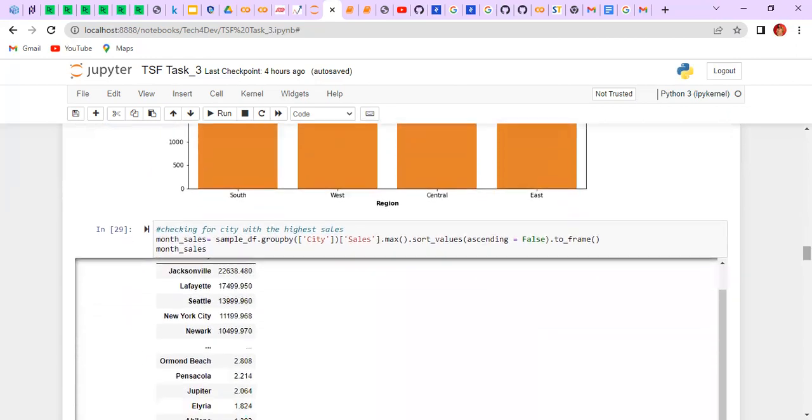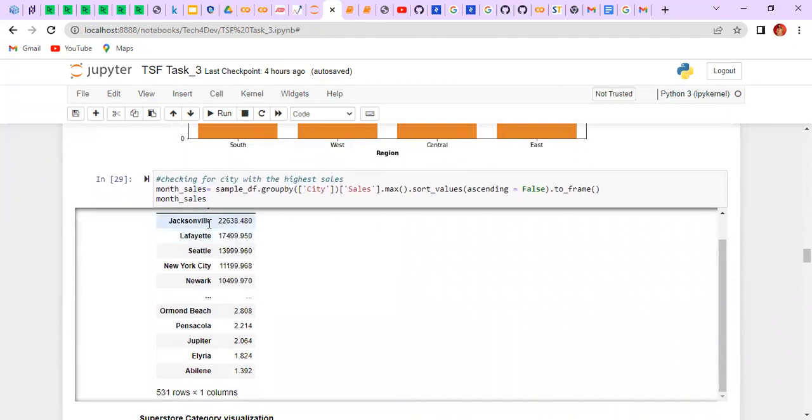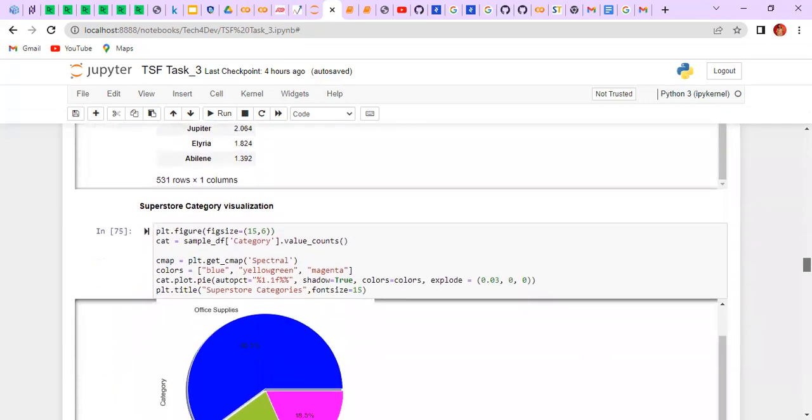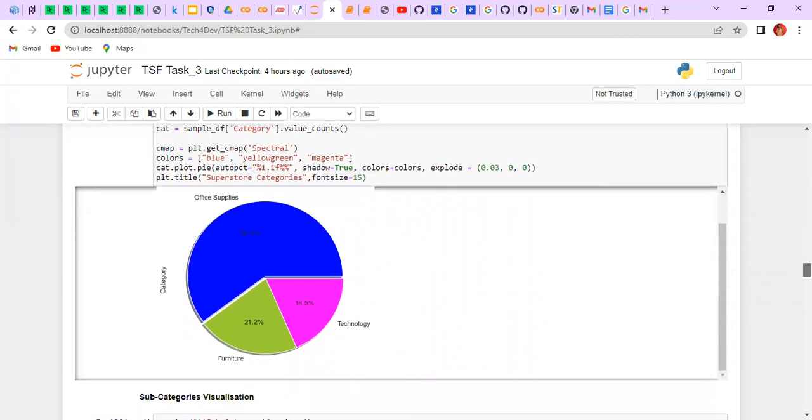And then I also had to check for the city with the highest sales. Checking for the city with the highest sales, I found out that Jacksonville actually has the highest sales, followed by Lafayette, and then the least is Abilene. And for the superstore category visualization, I plotted the data using a pie chart, and I found out that office supplies has the highest with 60.3%, followed by furniture and then technology. So looking at this, that is category by category.